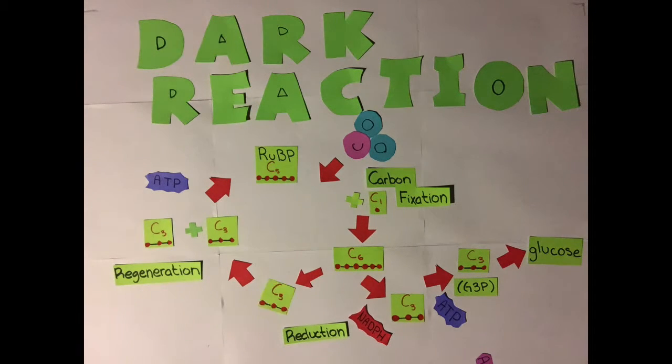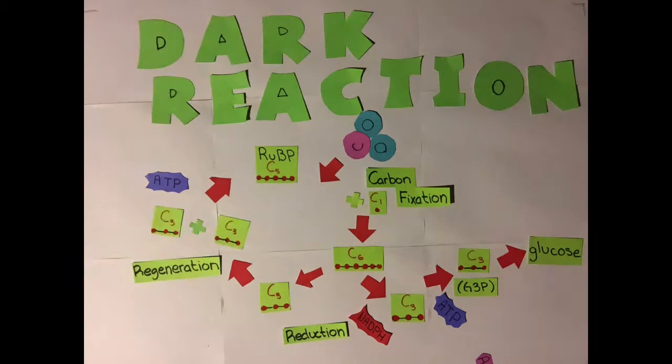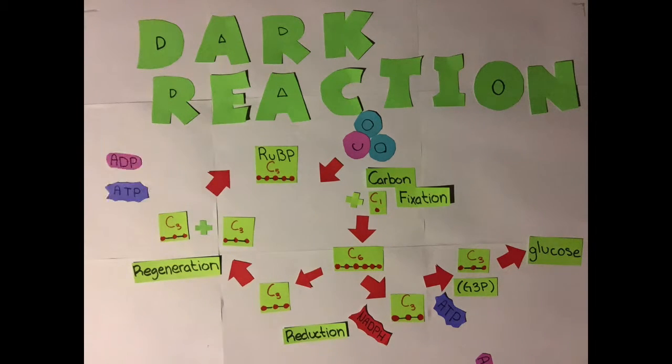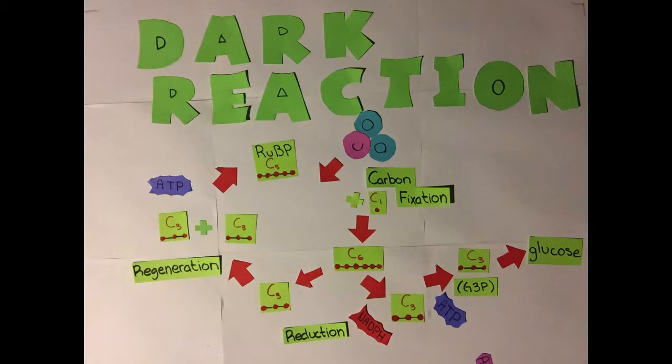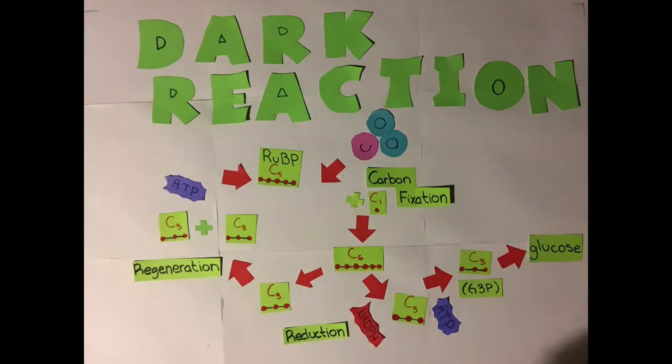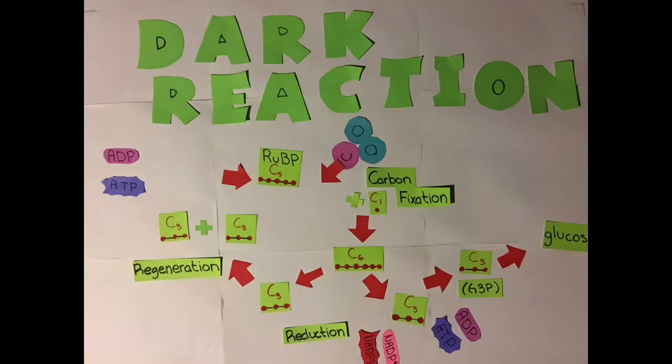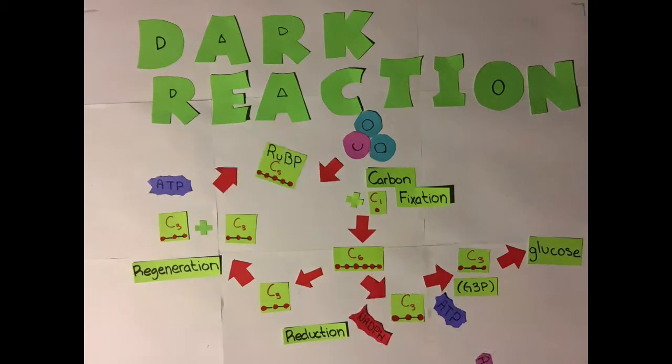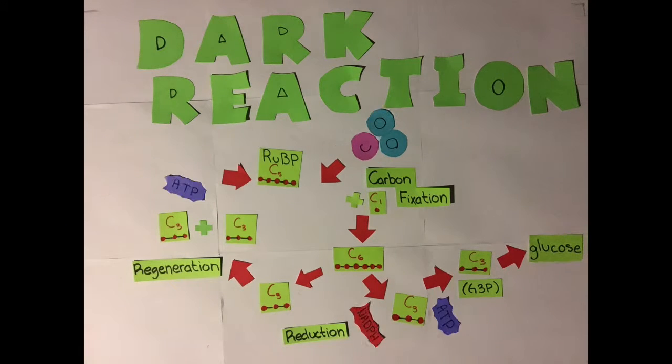The other C3 molecule will go through the regeneration stage. Another C3 molecule will be added to the original one, and with the help of ATP, it becomes an RuBP molecule again. The ATP converts back into ADP, and the ADP and NADP+ released from the dark reaction are recycled back into the light reaction.